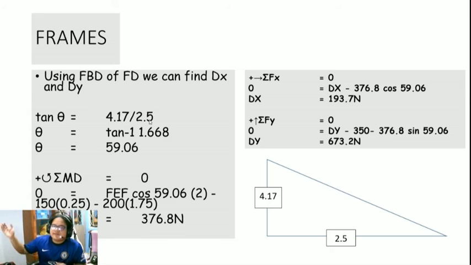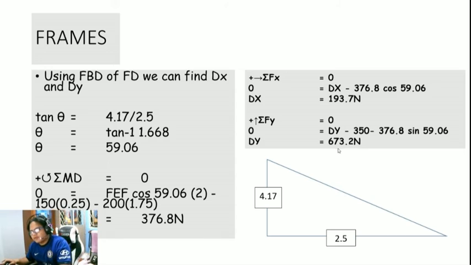Tangent is equal to opposite over adjacent. So if I do that, I get the angle is 59.06. So using the moment at D, I will get the force of EF. So FEF is equal to 376.8 Newton. So by using the sum of Fx and Fy, I will get Dx and also Dy. So I will get Dx is equal to 193.7, Dy is equal to 673.2.